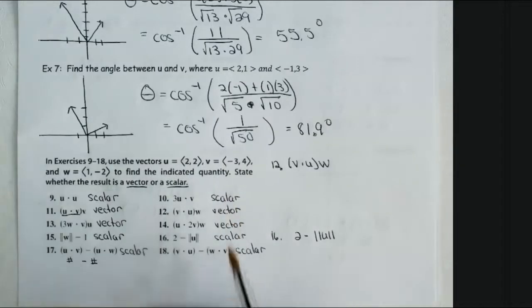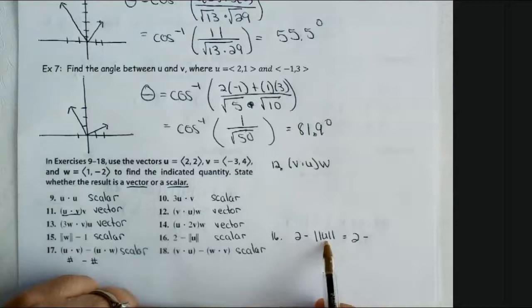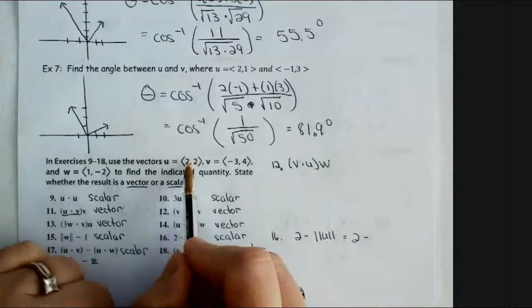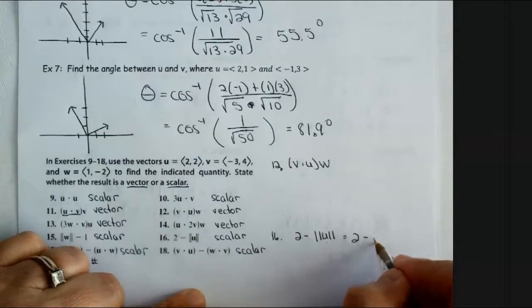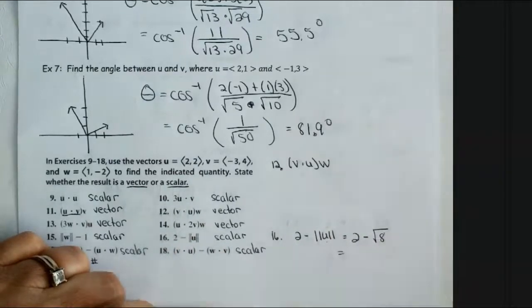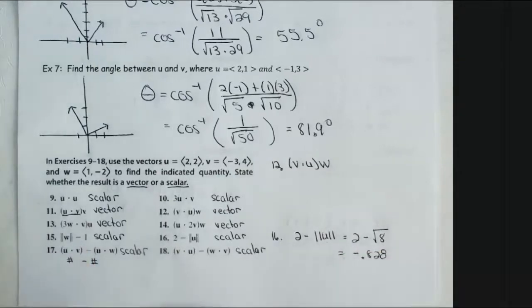Okay, I put up your answers on 10 to 18. Let's look at 12 and 16 in a little bit more detail. Let's look at 16 first. This is 2 minus, and remember, this is the magnitude of u. So I'm taking 2 squared plus 2 squared, which would end up being the square root of 8, and then I could type that in my calculator. 2 minus the square root of 8, and I'm ending up with a negative 0.828, which again is a number, a fancy word for a scalar.